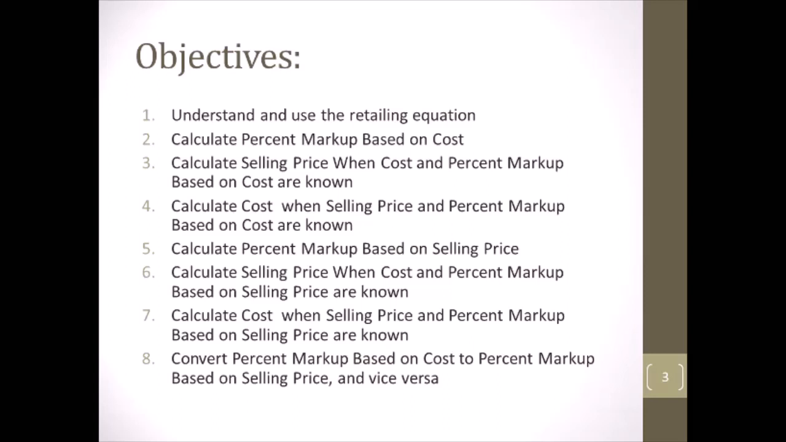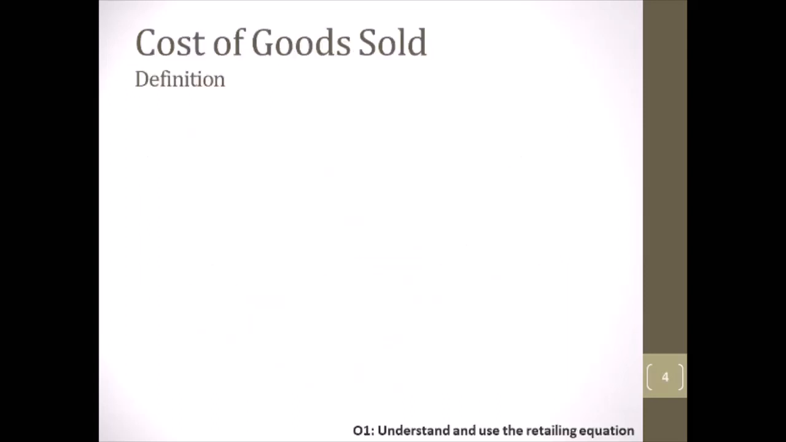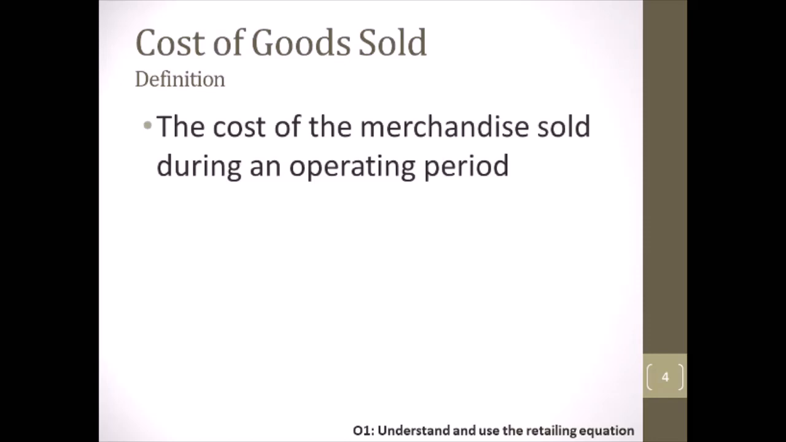So let's have the terms again. Cost of goods sold. So these are the costs of the merchandise sold during an operating period. Examples of this, say, if you are in a manufacturing business, you have to buy those ingredients to make one product.